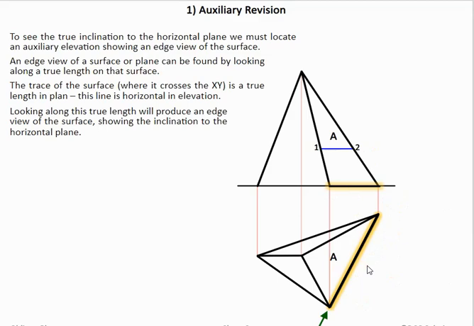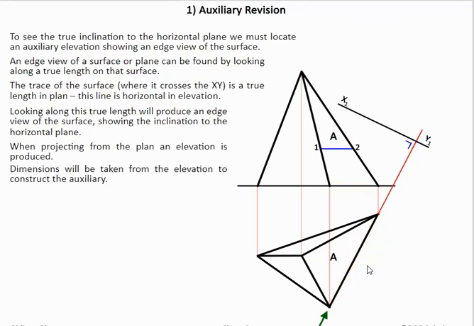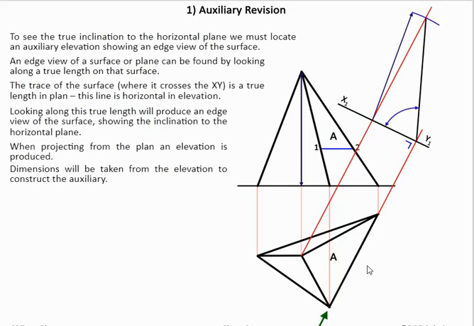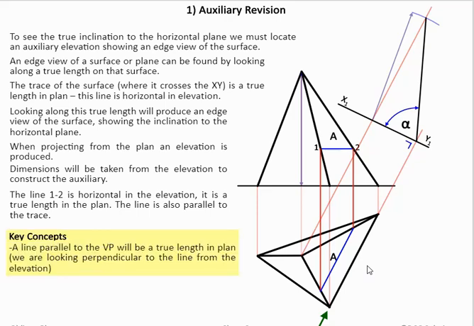Now this allows us to look along this line and establish a point. So we're looking along this edge. Then we take another height, the height of the pyramid itself, to get the top height of surface A, and mark that off. That gives us our true angle which surface A makes with the ground. Also here, if we have a line 1, 2 on the surface which is horizontal in elevation, it's a true length in plan, and if we look along that true length we'll see it as a point view as well.